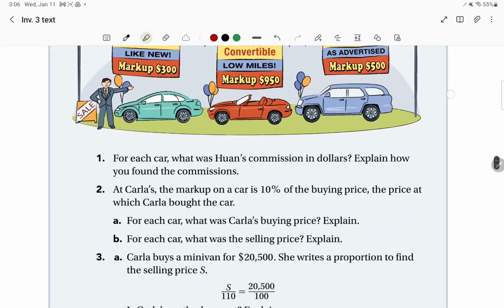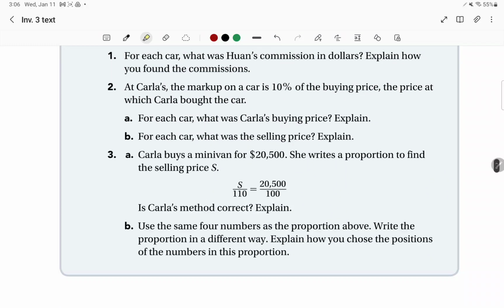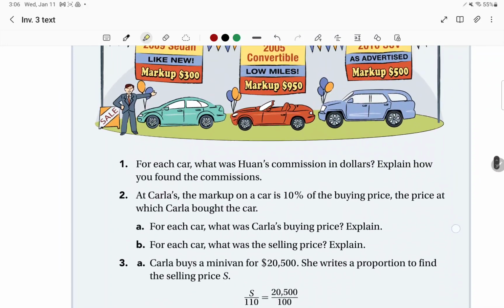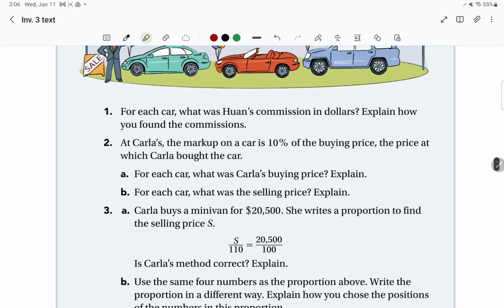So go ahead and try numbers 1, 2, and 3 on your own. Get as far as you can. If you need to come back every once in a while, if you're lost, you can. But I do want to encourage you to try these on your own before you come back and look at the solutions.